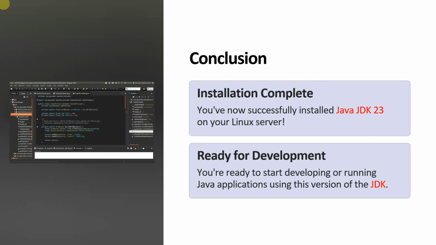The conclusion is you have now successfully installed Java JDK 23 on your Linux server. You are ready to start developing or running Java applications using Java JDK 23.